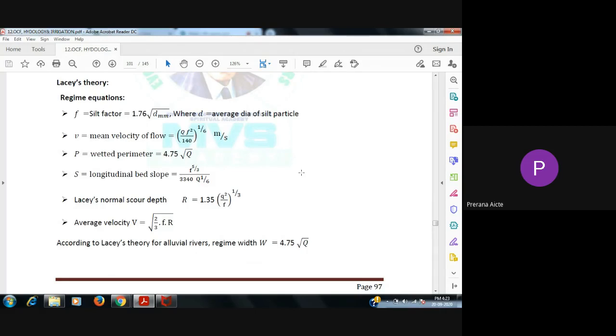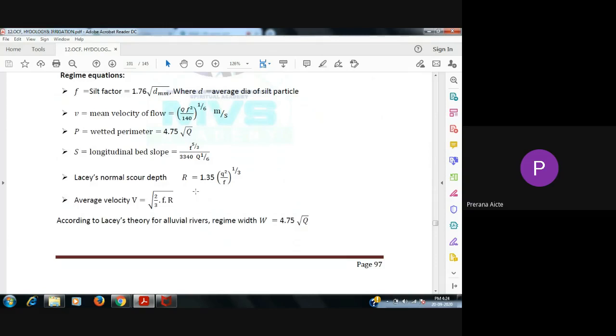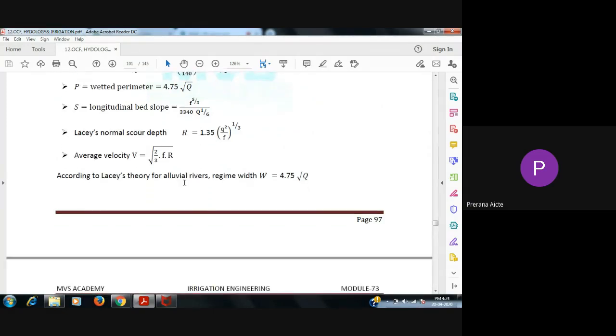Then V, the mean velocity of flow, equal to (Q f square by 140) whole power 1 by 6 meters per second. The relation between P and Q: P equal to 4.75 root Q, right? Then the S, f, Q relation: S equal to f power 5 by 3 by 3340 Q power 1 by 6. The scour depth R equal to 1.35 (q square by f) whole power 1 by 3. The formula for calculating average velocity: V equal to root of 2 by 5 f R. Now it's not 2 by 3, it's 2 by 5, right? V equal to root 2 by 5 f R. I will correct it and send it. According to Lacy's theory for a level regime bed, W equal to 4.75 root Q.